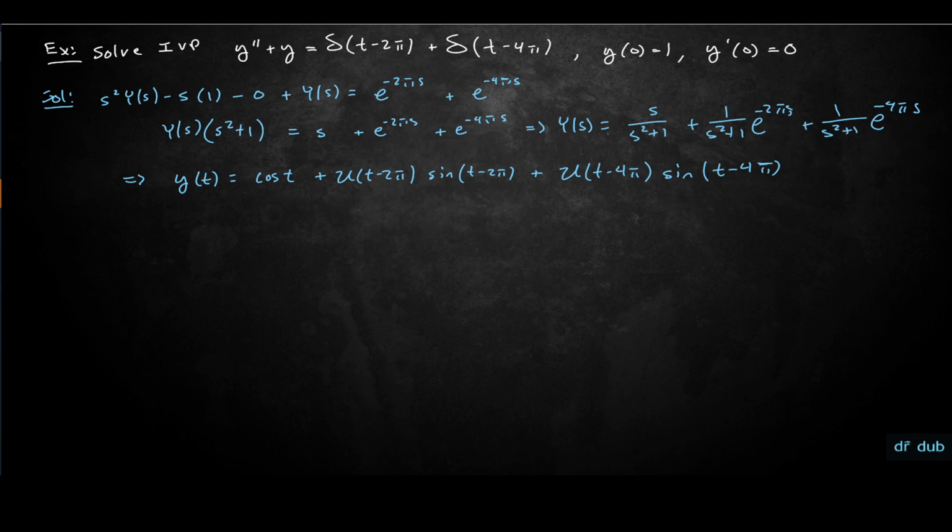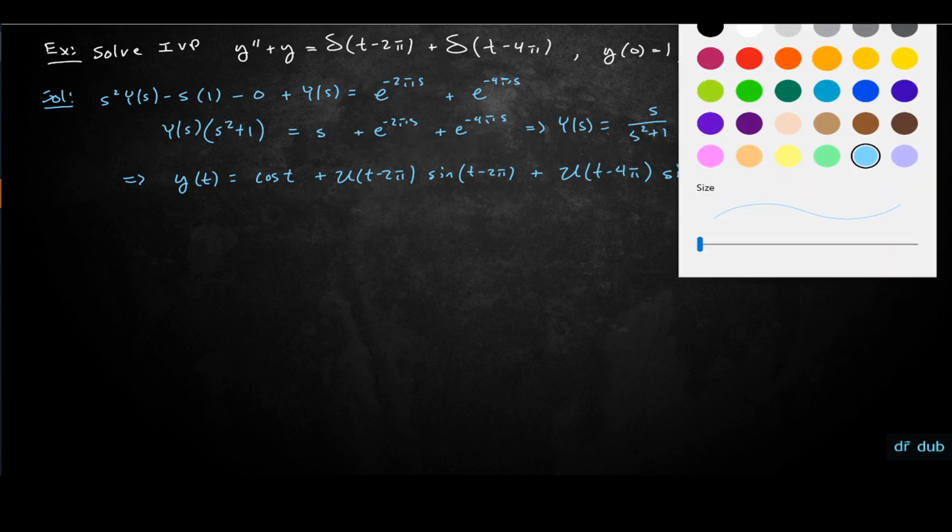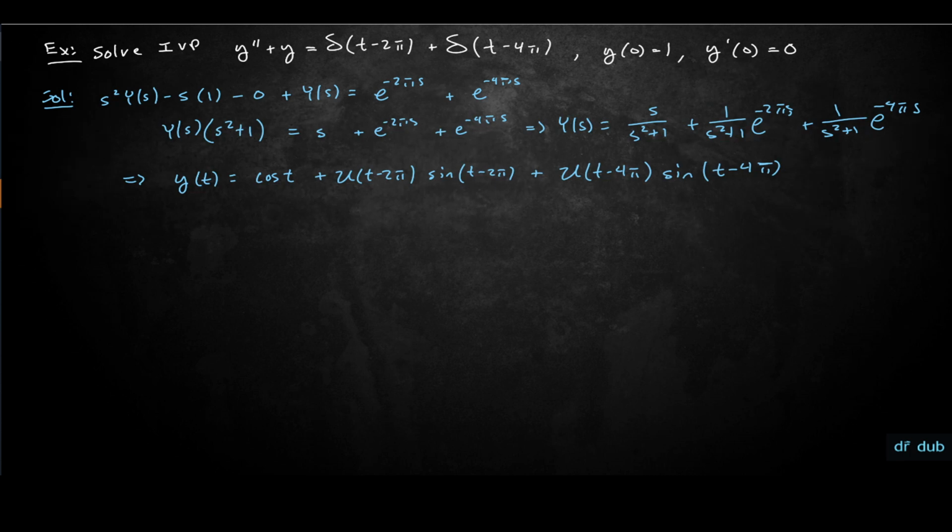But because sine and cosine are periodic of 2 pi, this term, sine of t minus 2 pi, is really just sine of t. Because it's 2 pi periodic, and same thing here, this is really just sine of t. So I don't have to write that minus 2 pi or minus 4 pi on those sines. So I could really say y of t is just cosine of t plus u of t minus 2 pi sine of t plus u of t minus 4 pi times sine of t. And that is our solution.